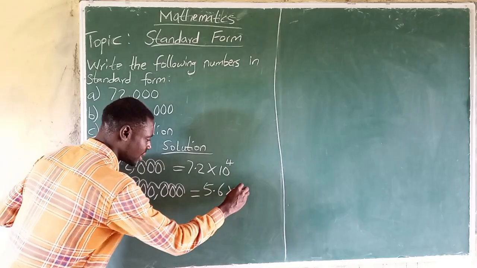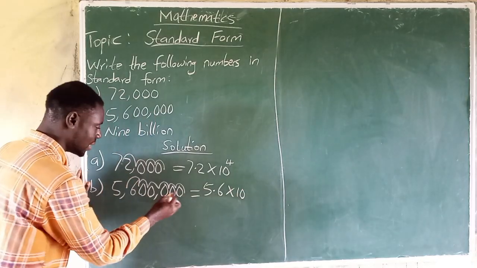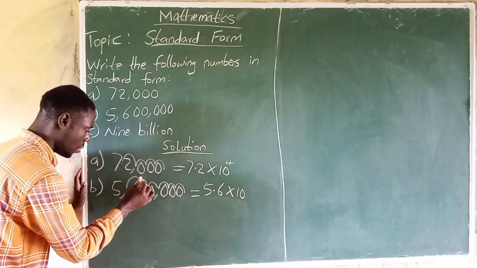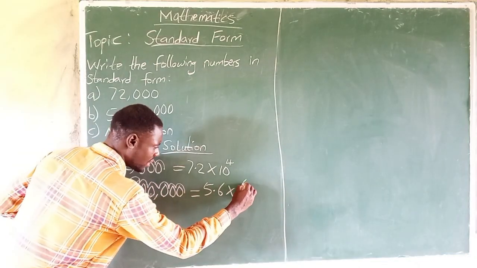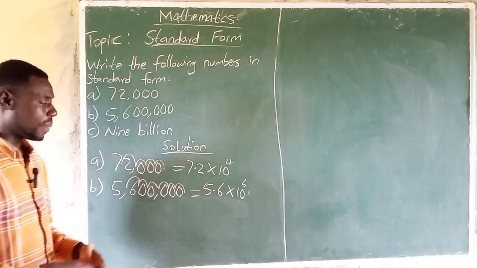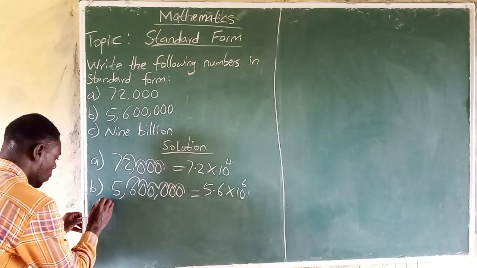5.6 times 10 raised to the power of, how many times can we count? Let's count again. 1, 2, 3, 4, 5, 6. So it will be raised to the power of 6. This is 5.6 times 10 raised to the power of 6. Now let's go to C.